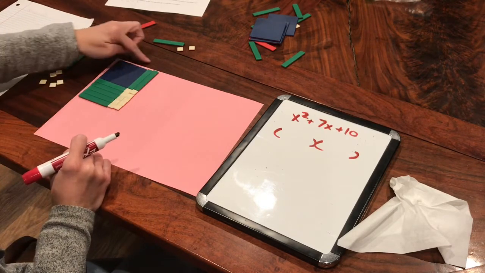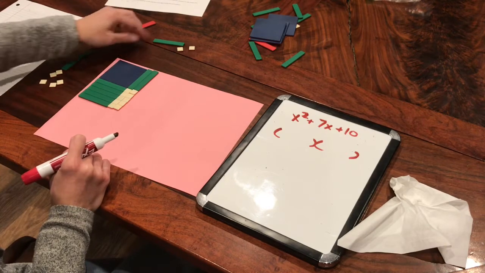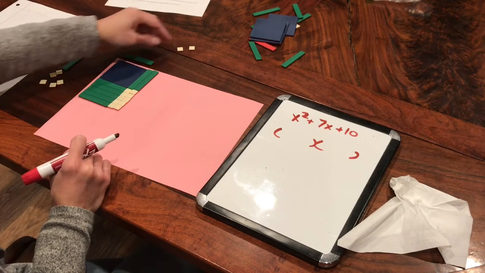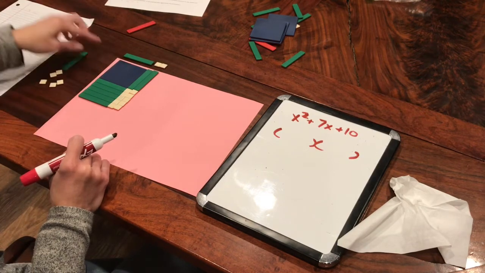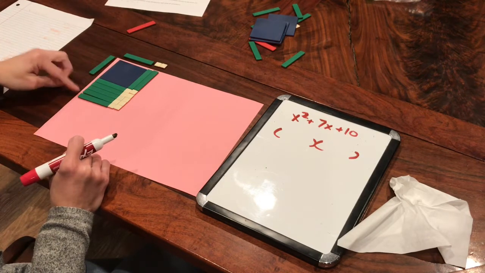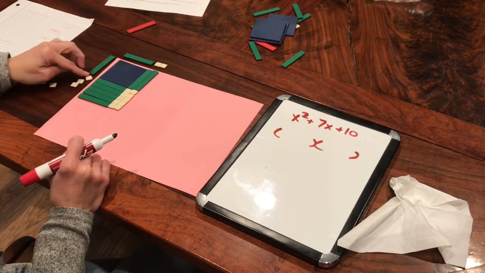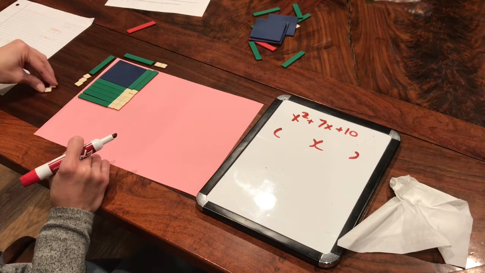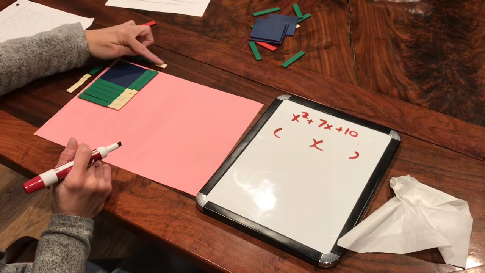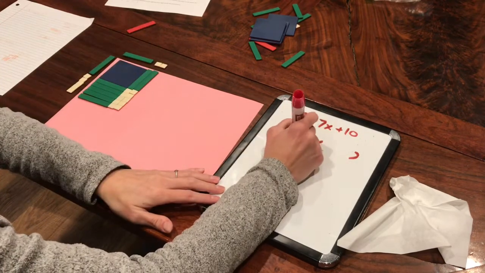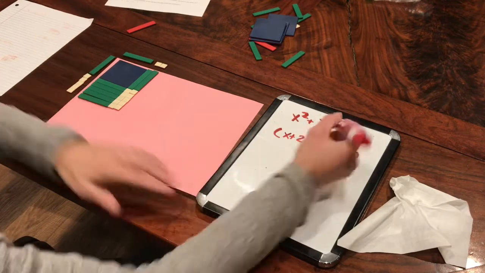So now I have to say, how big is it across this side? Well, it's an x length here, and then it's 2 exactly. And then on this side, it's an x length, and then it's 5. So those are going to be my two factors. This is x plus 2, and this is x plus 5.